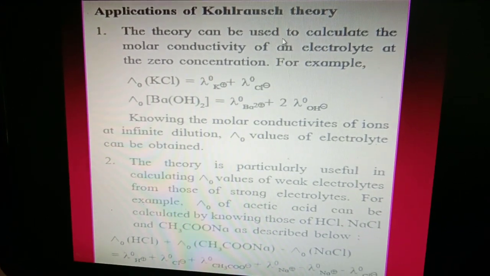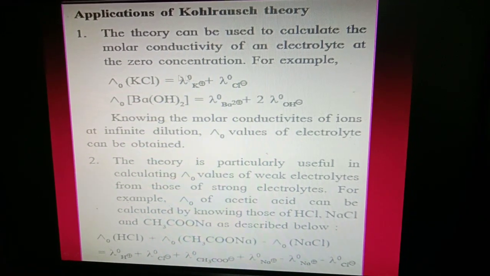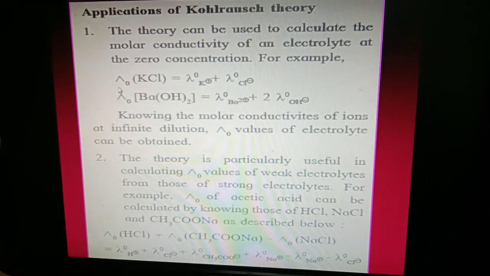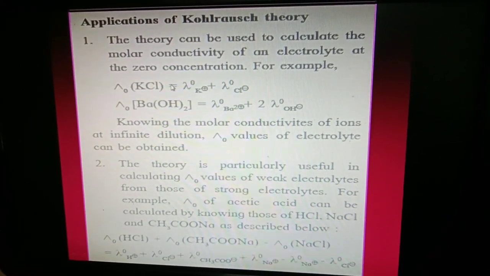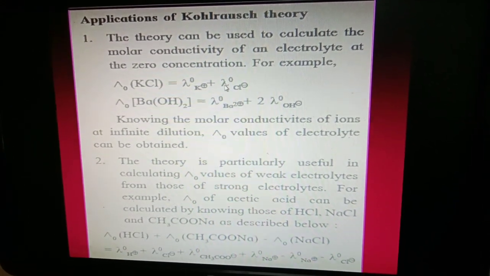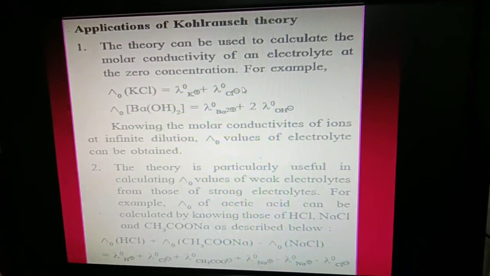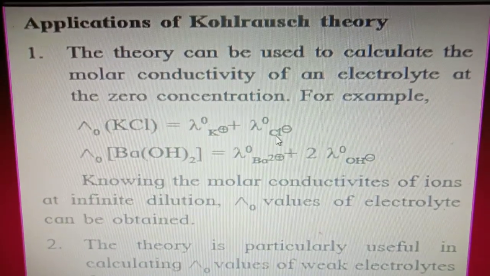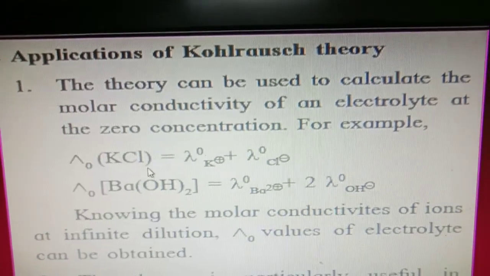The theory can be used to calculate the molar conductivity of an electrolyte at 0 concentration. For example, if λ0 of KCl is considered, then it should be equal to λ0 of K+ plus λ0 of Cl−. That means if the ionic conductivities of K+ and Cl− are known, we can find the total molar conductivity of KCl.